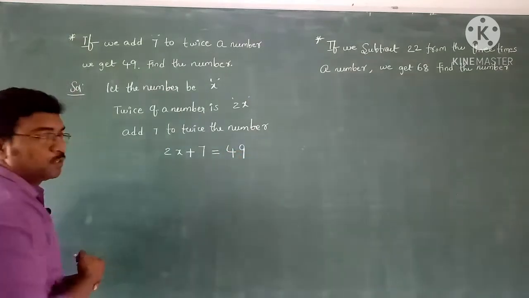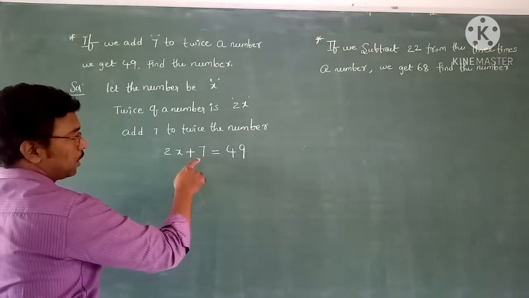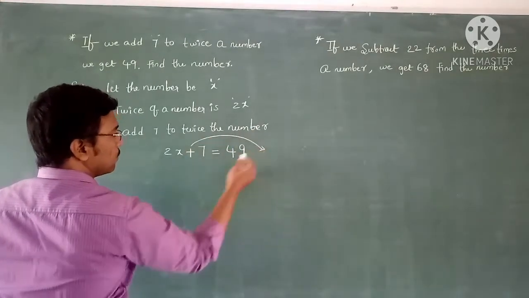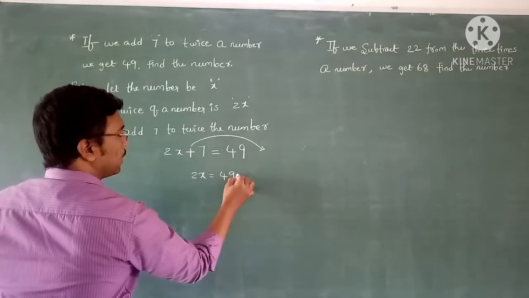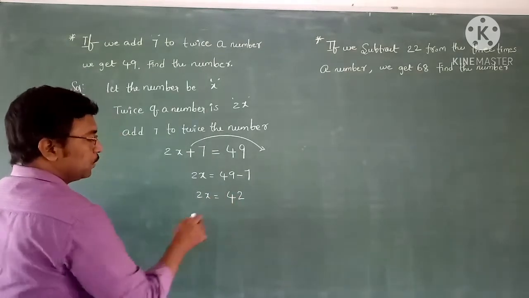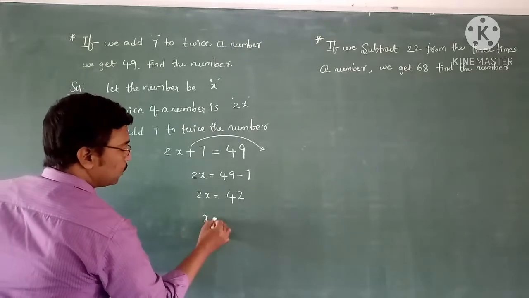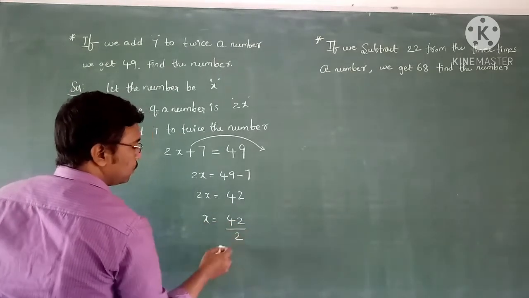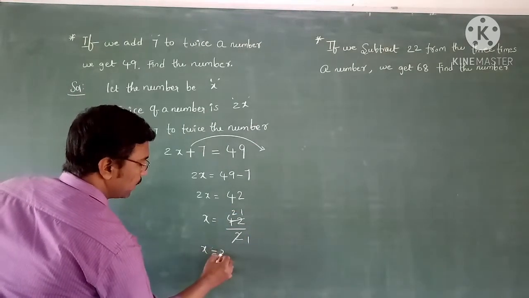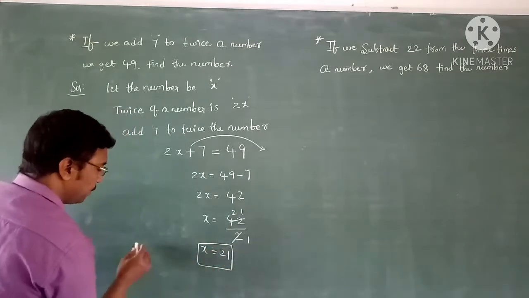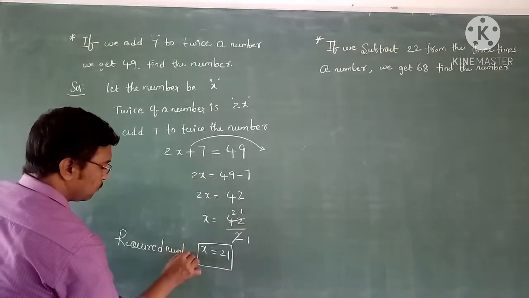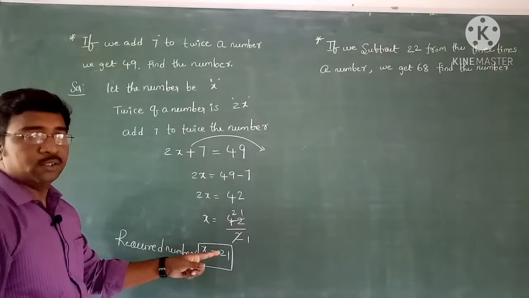So see here, now we will transpose the constant 7 to the right hand side. So I am transposing like this. 2x is equal to 49 minus 7, nothing but 42. So 2x is equal to 42, then x is equal to 42 by 2. So if we cancel, 2 1s are 2, 2 2s are 4. So x is equal to 21. So this is the required number. Required number x is equal to 21.